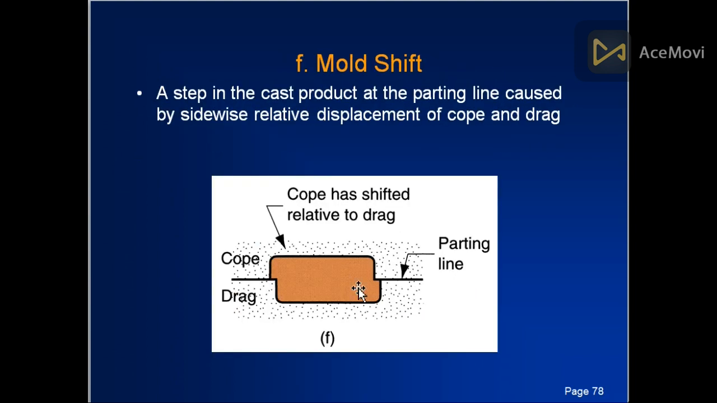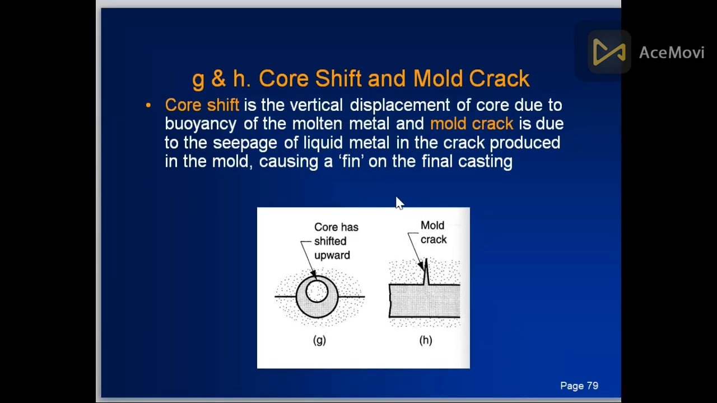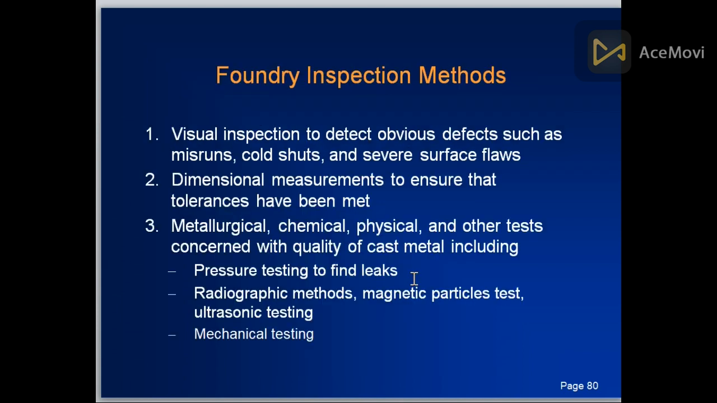Mold shift: when the cope and drag are not placed fixed, there is this disturbance. Core shift is lifting the core upward, and mold crack is like this. So core shift is when the core is lifted upward from its actual position by pouring the metal. And when a crack is created in the mold, the metal goes here. This is known as mold crack.